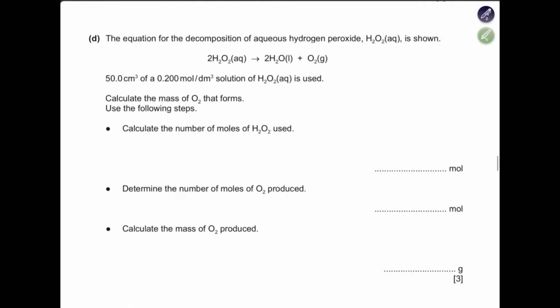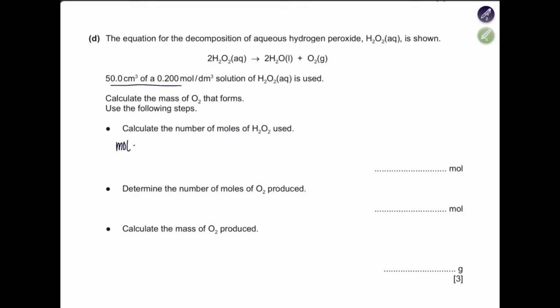The equation for the decomposition of aqueous hydrogen peroxide is shown. This is aqueous hydrogen peroxide, and it is decomposing into water and oxygen. 50 centimeter cube of 0.2 mole per decimeter cube H2O2 is used. Calculate the mass of oxygen that forms using the following steps. First, calculate the moles of H2O2 used. So using this information, we can find the moles.